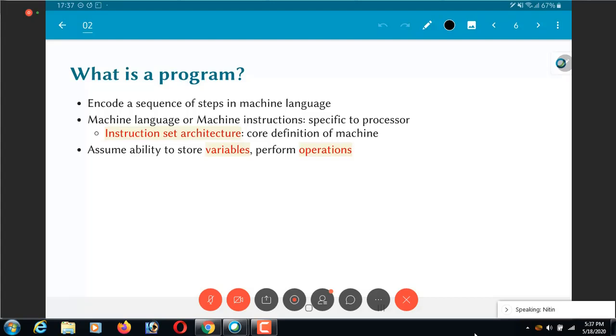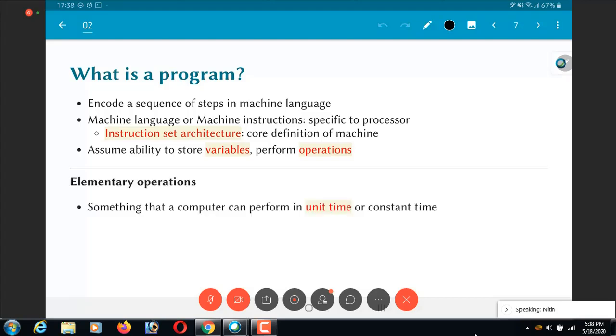And you can perform operations either on variables that are directly in memory or those variables are considered to be inside registers inside the CPU itself. So once again, coming back to an elementary operation, the idea here is that this is something that a computer can perform in unit time or constant time, right? So that's all it means.